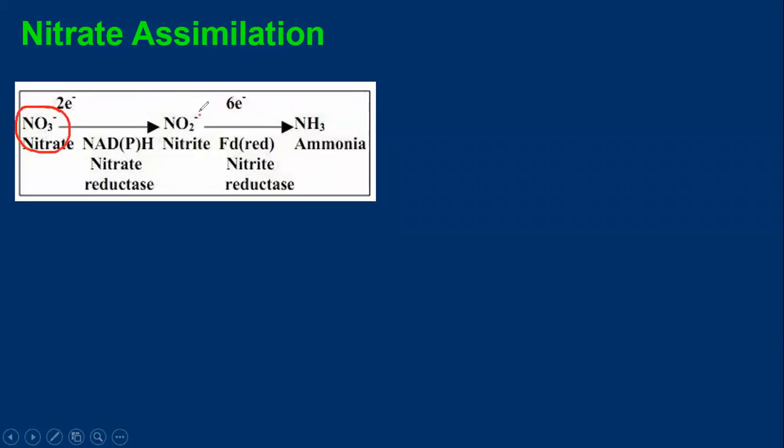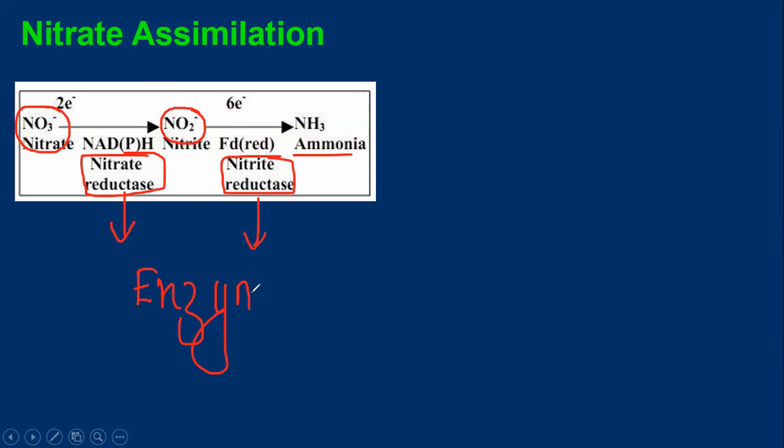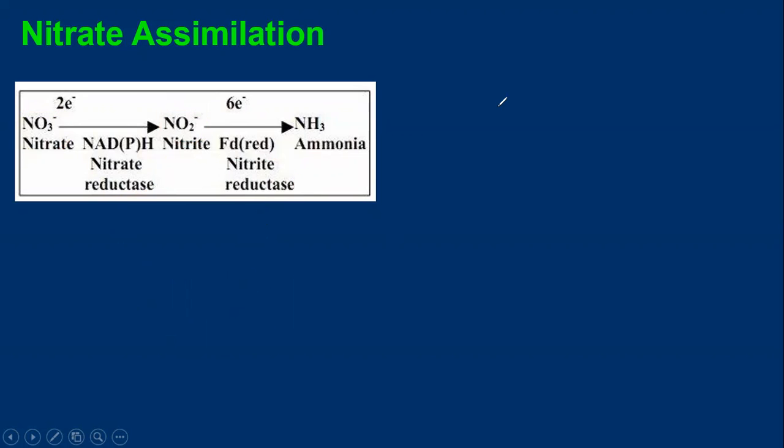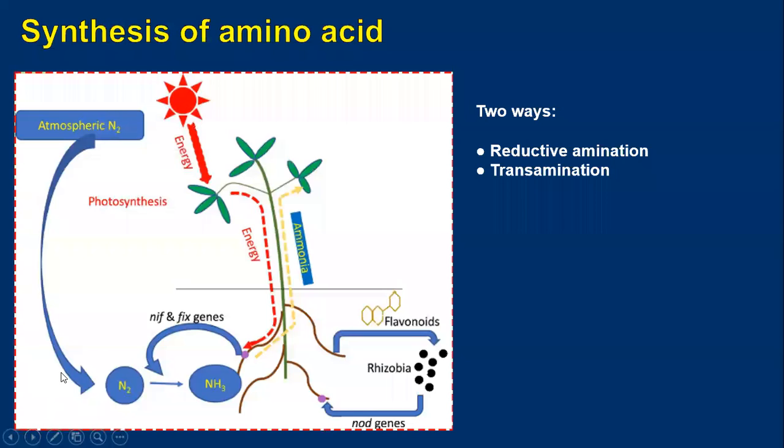Nitrate is converted into nitrite by the enzyme nitrate reductase. Nitrite is converted into ammonia by nitrite reductase. So nitrate reductase and nitrite reductase are the enzymes. Clear? Not mentioned in the NCERT, you just have to understand the same.